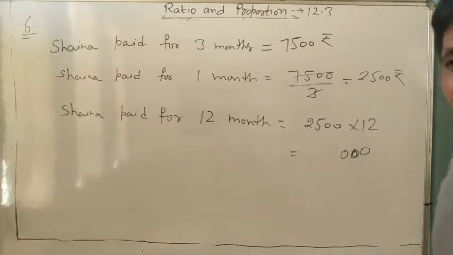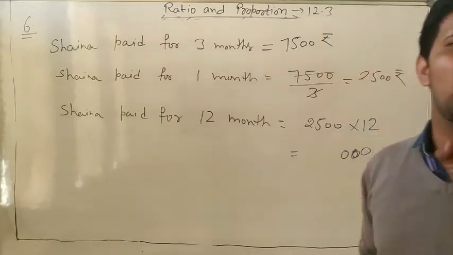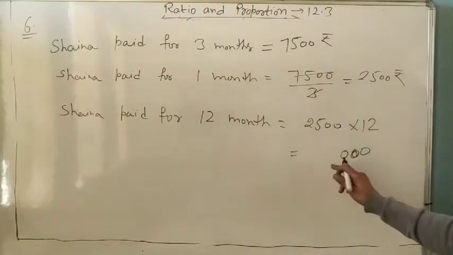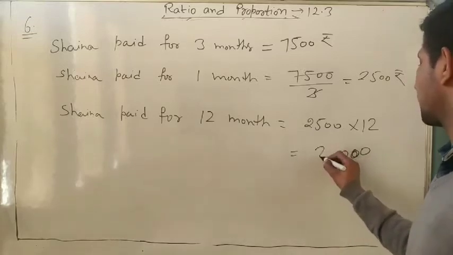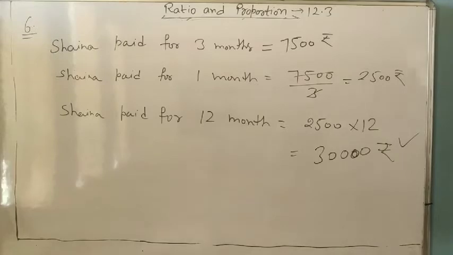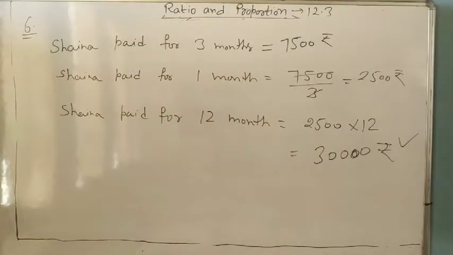Tables are very important, everyone. Whenever you come to school, I will ask you tables 1 to 15. You should remember them by heart. 12 times 5 is 60, 12 times 2 is 24, 24 plus 6 is 30. So how much rupees will she pay? 30,000 rupees she will pay for 1 year. It is your answer. Very easy, simple things.